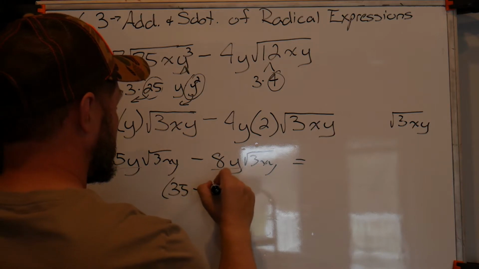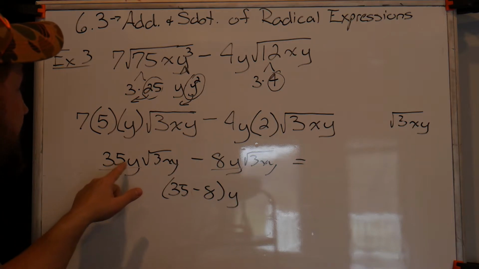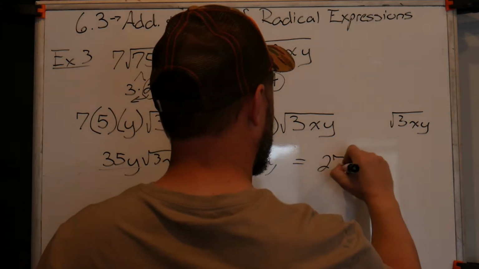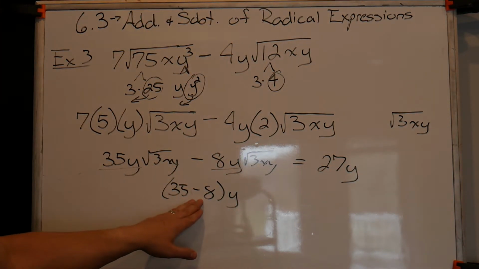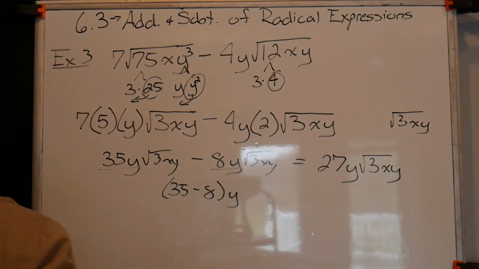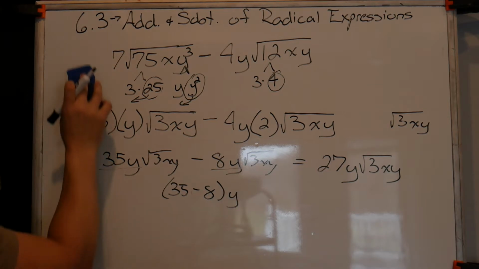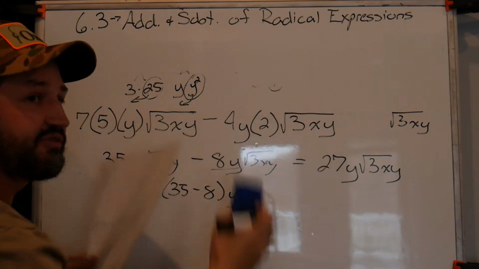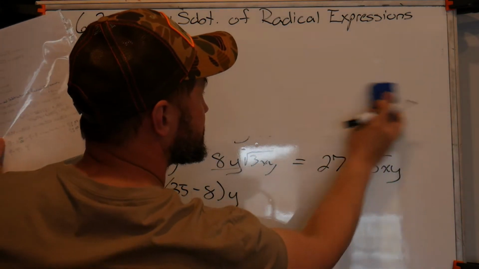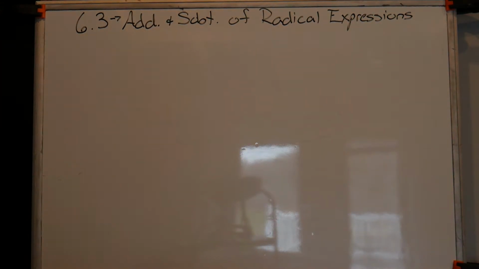So 35, you could break it down even farther, and I won't do this again, but this is the thought process when you start combining. You have 35 y's and 8 y's, so you have 35 minus 8 y. So I have 27 y's times square root of 3xy. So again, the key is break them down and look for perfect squares. You're not necessarily looking for prime factors, although you can. What you're really doing is looking for perfect squares to pull out. So get those perfect squares out of there, and then multiply everything together.